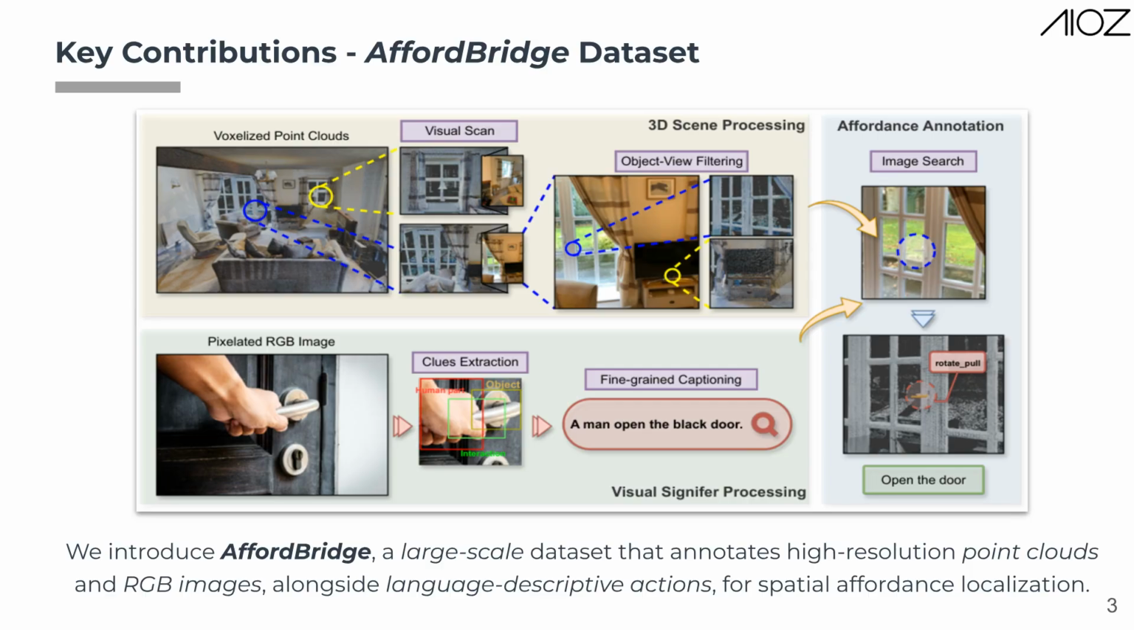We collect images, providing each image with bounding box annotations for human, object, and interaction region. The final stage is affordance annotation. Here we align image text embeddings using CLIP and retrieve the most relevant key view by maximizing cosine similarity.